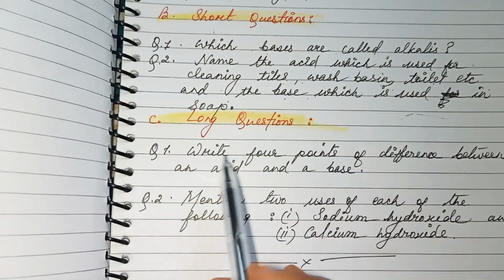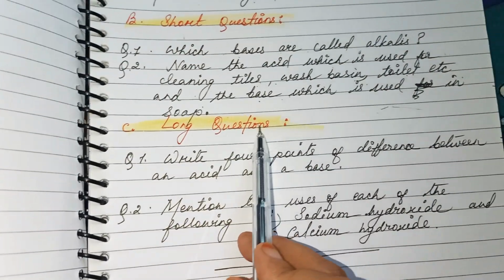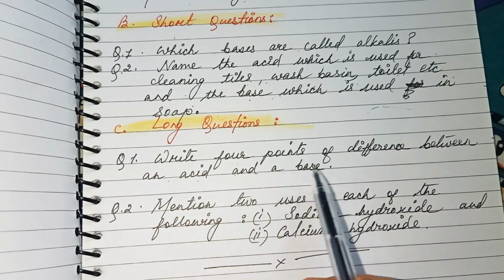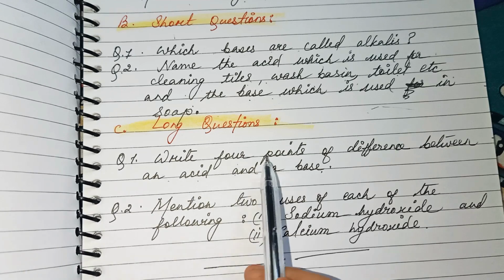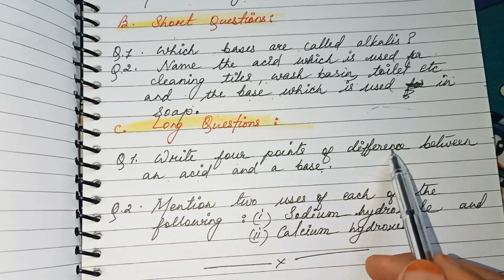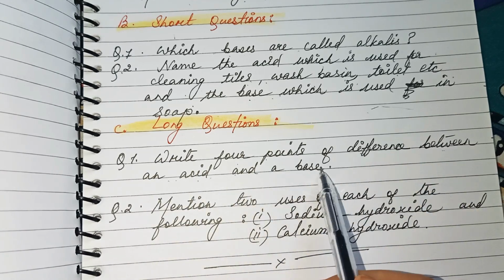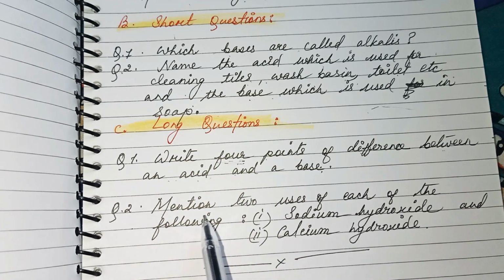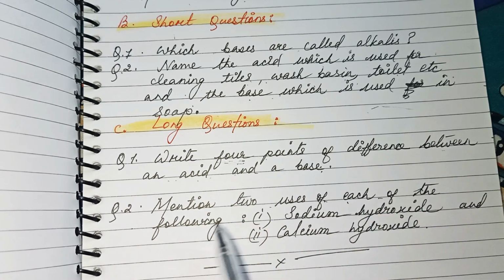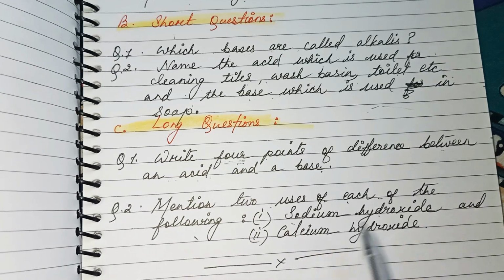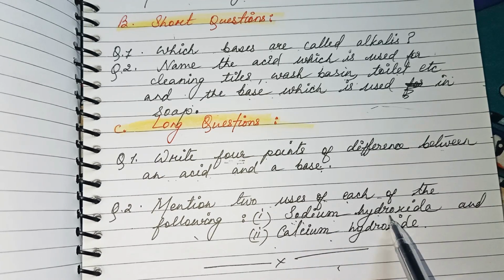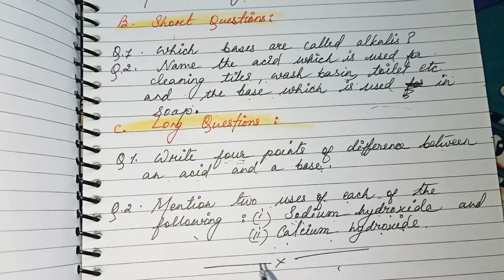Then C section, that is the long questions. Here you have to write 4 points of differences between an acid and a base. I have already given them here. So you have to write the differences between acid and base, 4 points. Then question number 2. Mention 2 uses of each of the following. Here one is sodium hydroxide and the other is calcium hydroxide. So you have to write 2 uses of each. Sodium hydroxide 2 points, then calcium hydroxide 2 points.